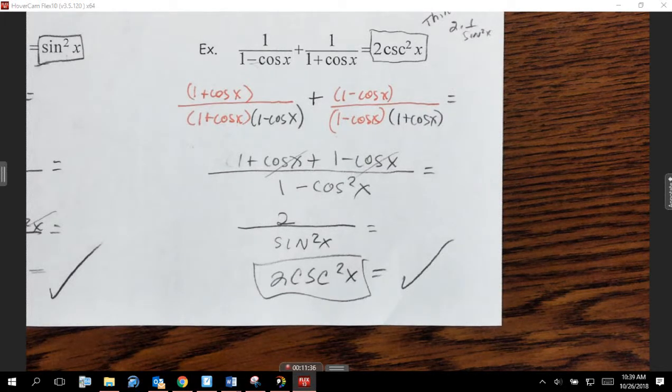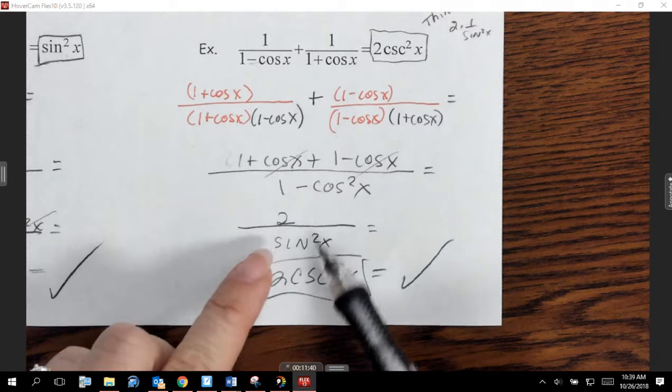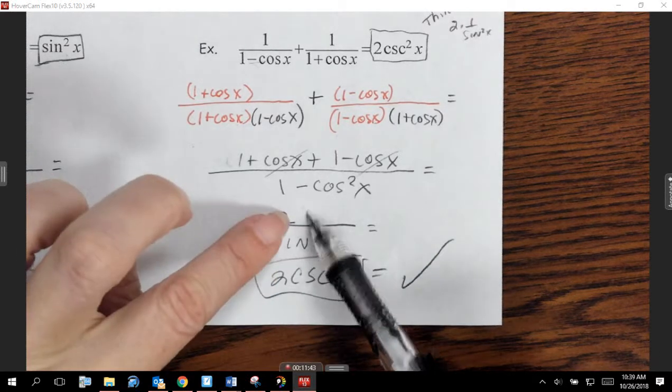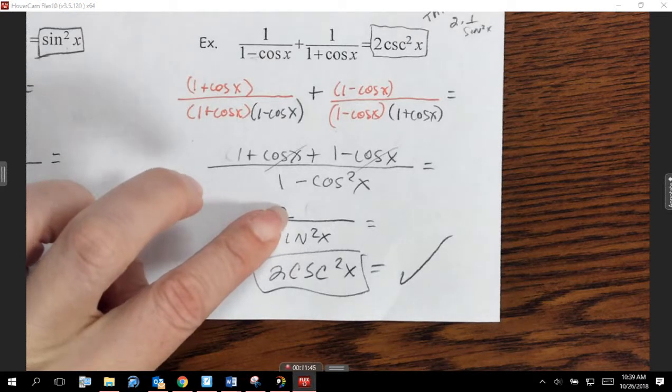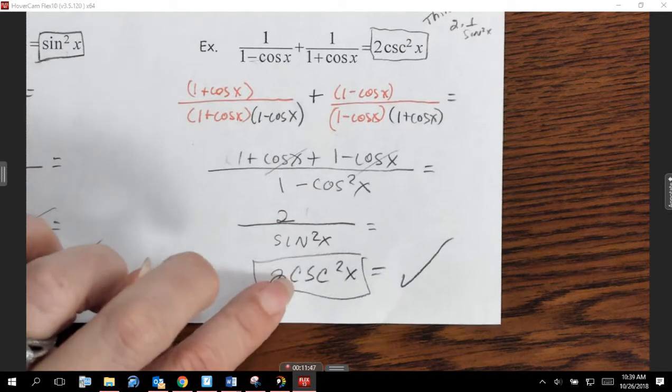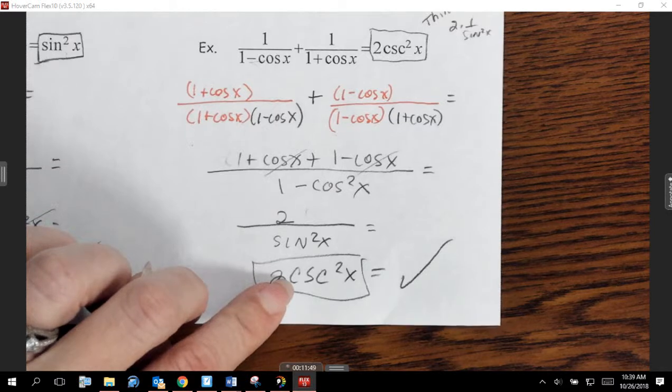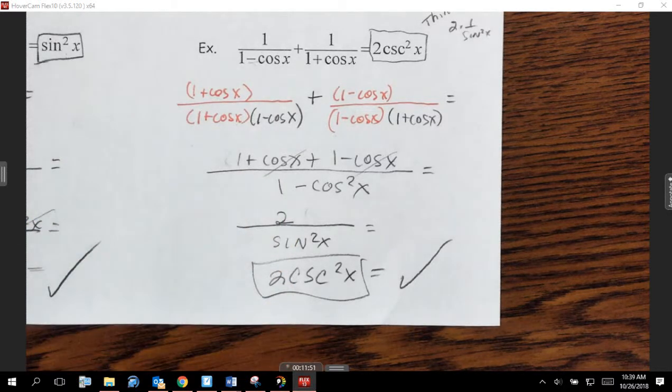When you're ready to go on, turn your page over. Well, just ignore this 2. 1 over sine squared x is the same thing as cosecant squared x. Okay. And then 2 times that. Okay. Got it.